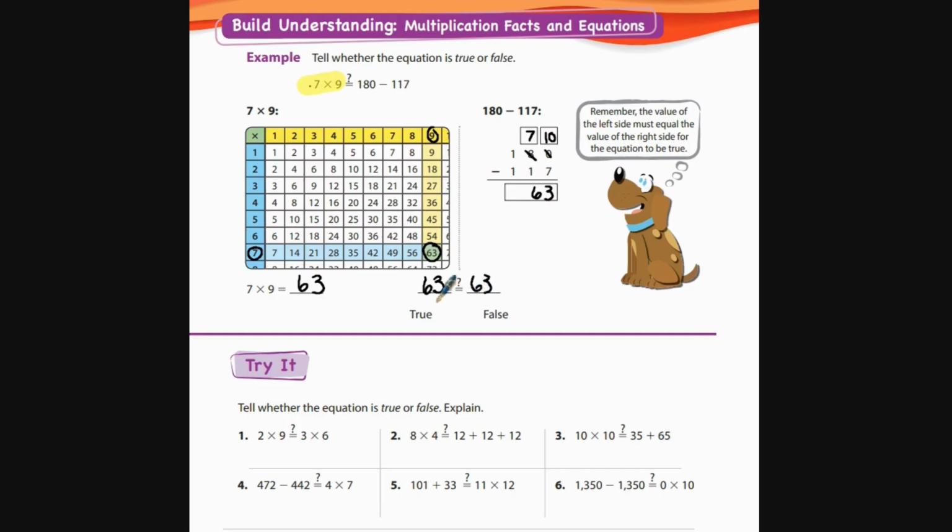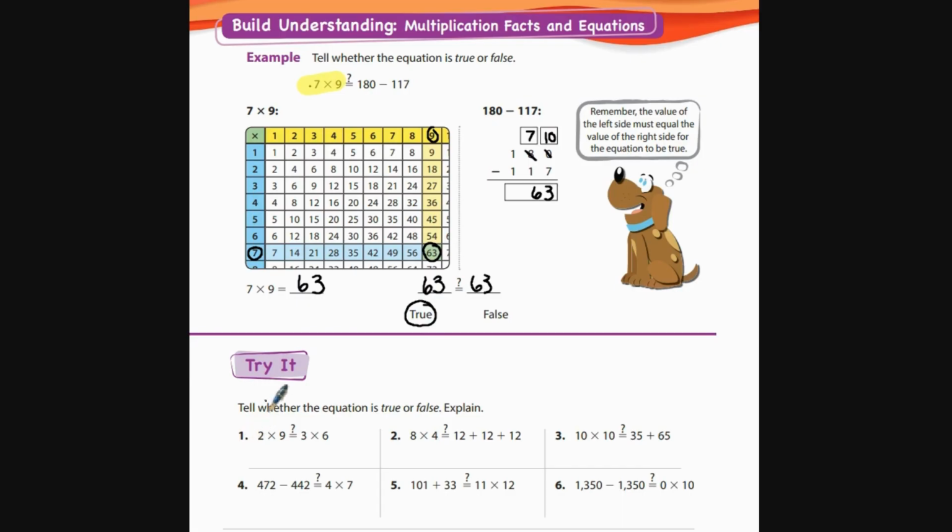Now, think to yourself. Remember, the value of the left side must equal the same exact value on the right side for the equation to be true. So ask yourself, is 63 equal? In other words, is it the same as 63? Yes, it is. So since it is, we're going to go ahead and mark true.